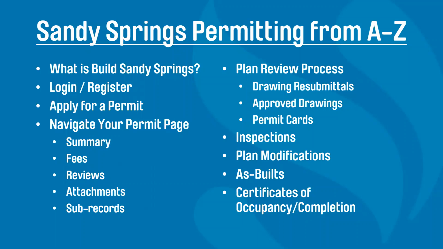You can pay your fees. You can check the status of your reviews. You can upload your documents. You can resubmit documents. You can actually apply for sub-records, which are basically, say you have a master project where I'm building a house and I want to add a pool to that. So you can use sub-records for that. Drawing resubmittals, approved drawings, how to get your drawings when they've been approved. Same thing for your permit card.